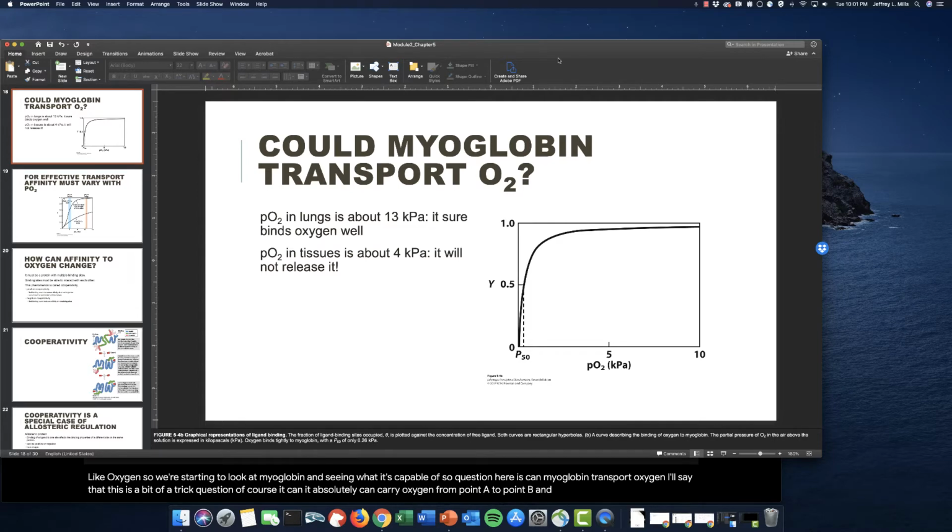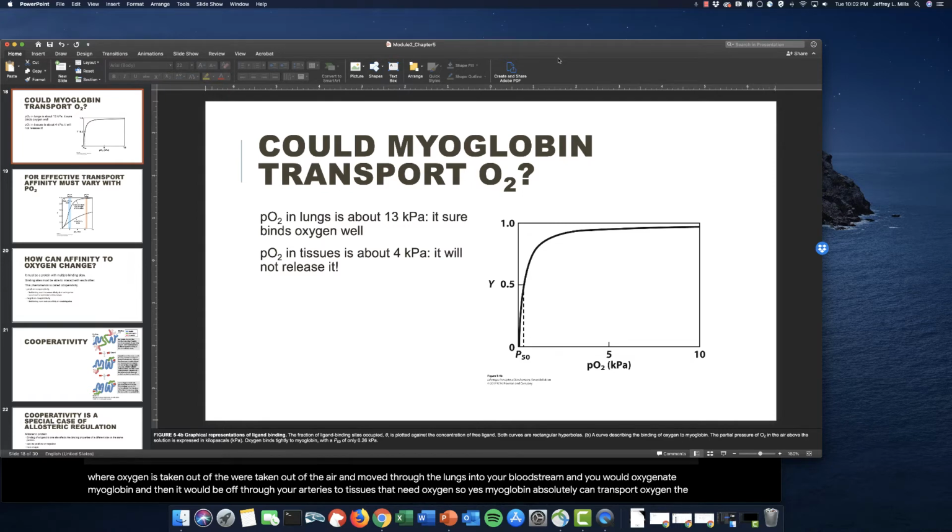And point A might be in your lungs, where the oxygen is taken out of the air and moved through the lungs into your bloodstream. And you would oxygenate myoglobin, and then it would be off through your arteries to tissues that need oxygen. So yes, myoglobin absolutely can transport oxygen.